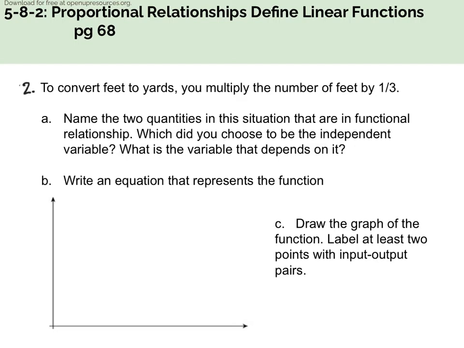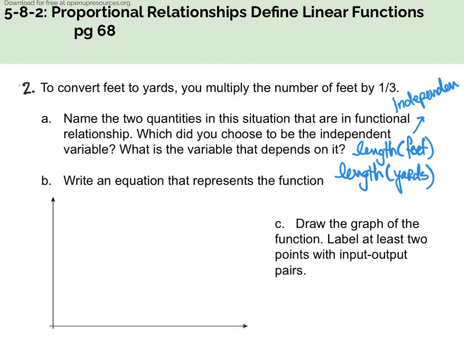So let's start with the 2 quantities. The first one, we're going to say that it's length, and it's in feet. And then we have our length, and it's going to be in yards. Because we're looking at it saying, okay, convert feet to yards, you'll multiply the number of feet by 1/3. So that's going to make it so that the yards is going to depend on the feet. So the feet is the independent, and then the yards is the dependent.